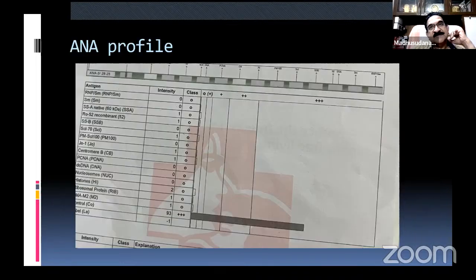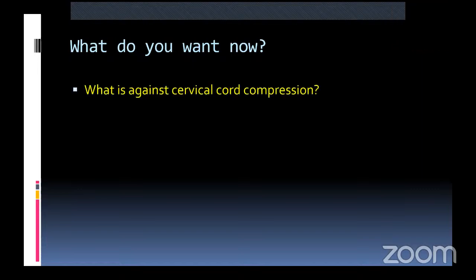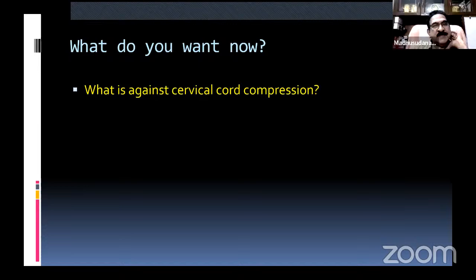And ANA profile was also sent, that is also negative, because this was sent after seeing the high ESR. So ANA profile was also negative. What do you want now? CSF study. What is CSF, and what before that?